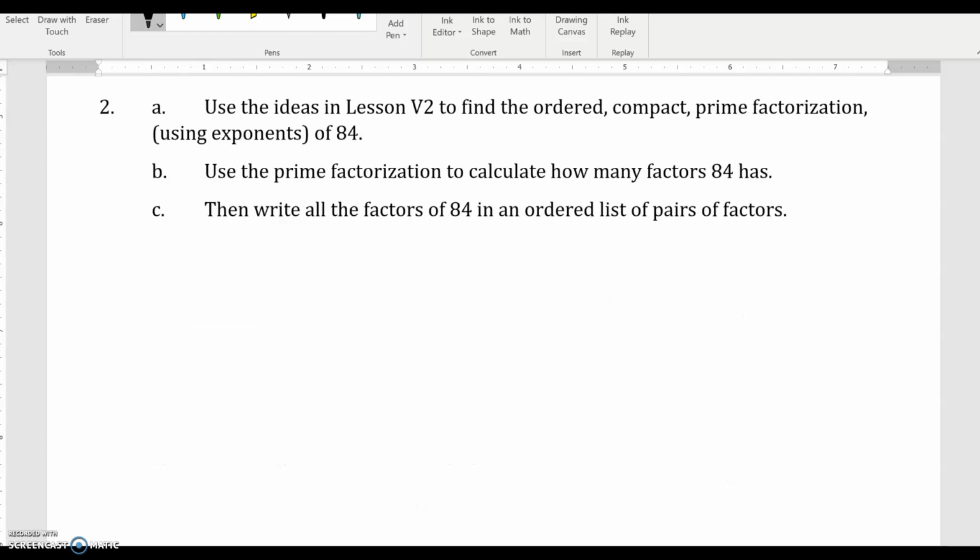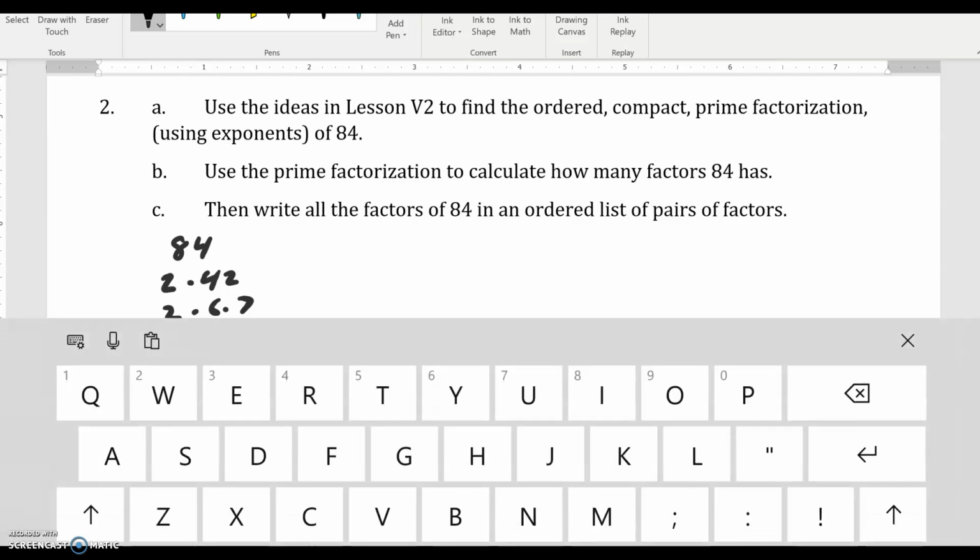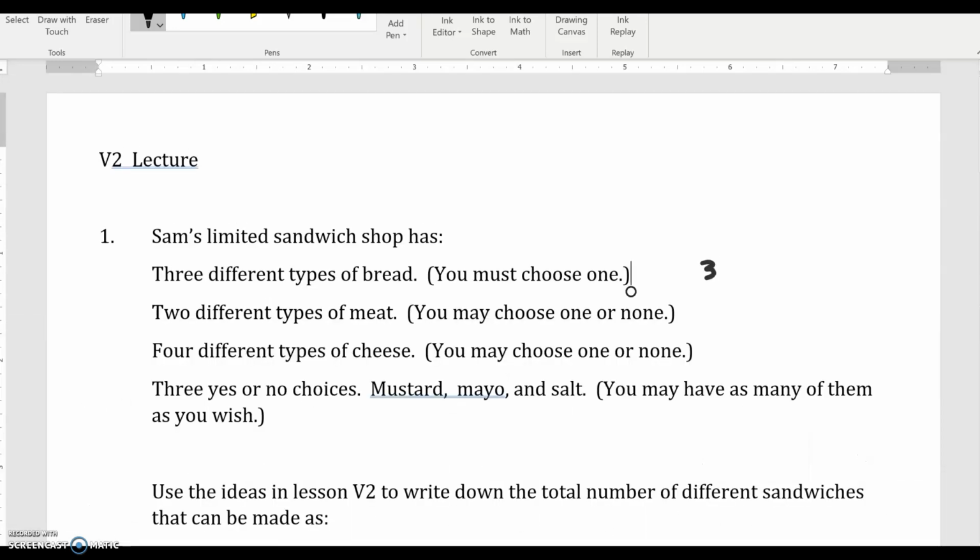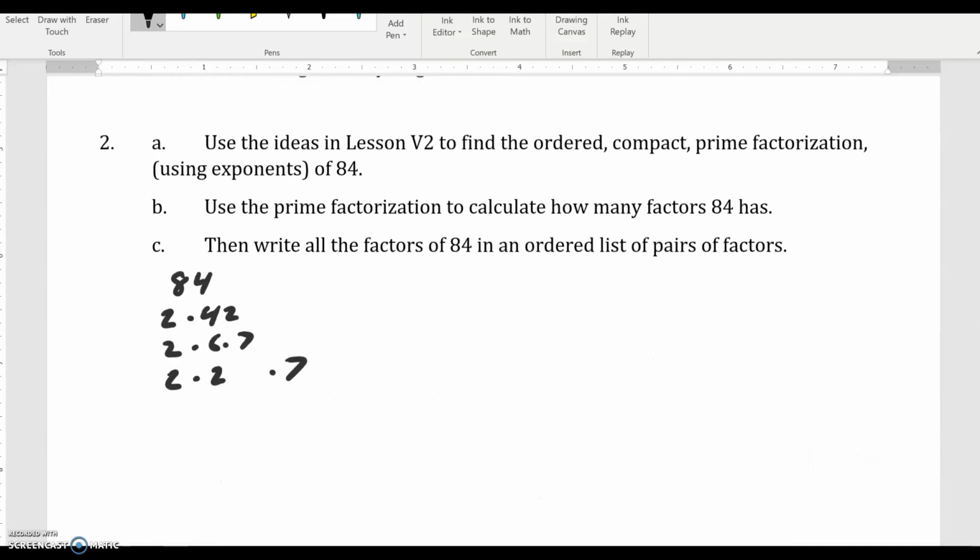In the second problem, we're going to use the prime factorization of 84 to help us predict how many factors it has. And then once we know how many factors it has, we're going to list all the pairs of factors in order. So first we're going to get the prime factorization. It looks like 2 times 42, 2 times 6 times 7. The 2 is good, the 7 is good, but the 6 breaks apart into 2 times 3.